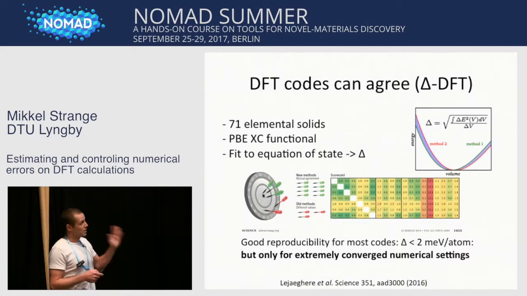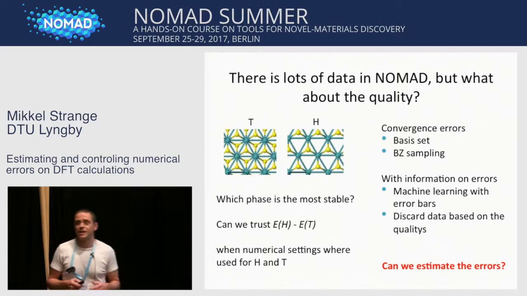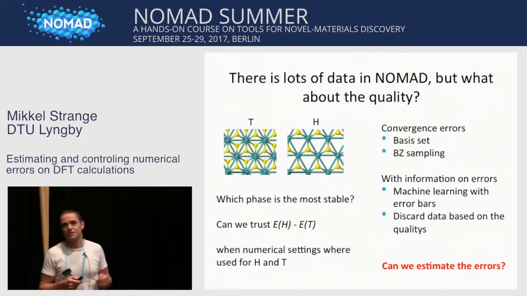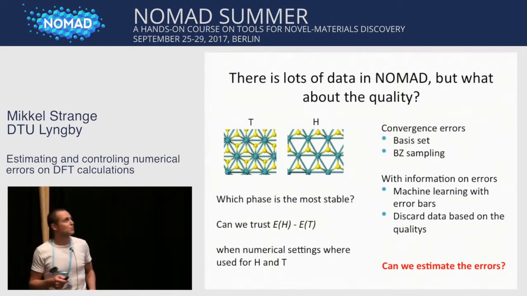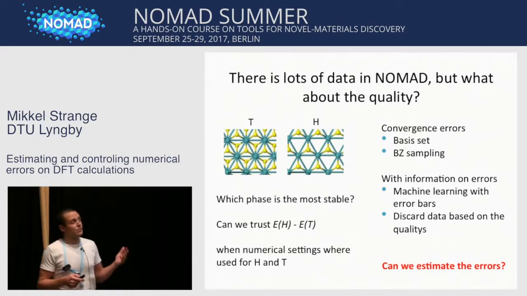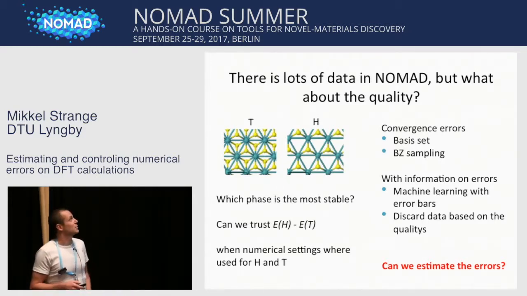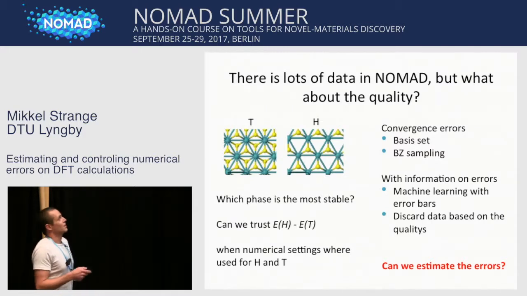This is good, but if you think about NOMAD, and also daily life with DFT calculations, we don't use these settings. We use finite basis sets and finite k-point sets. So let's take a very simple example. Let's say you're looking in the NOMAD repository and you find two materials. This is the same material but in two different phases, which I call T and H, and this is molybdenum disulfide.